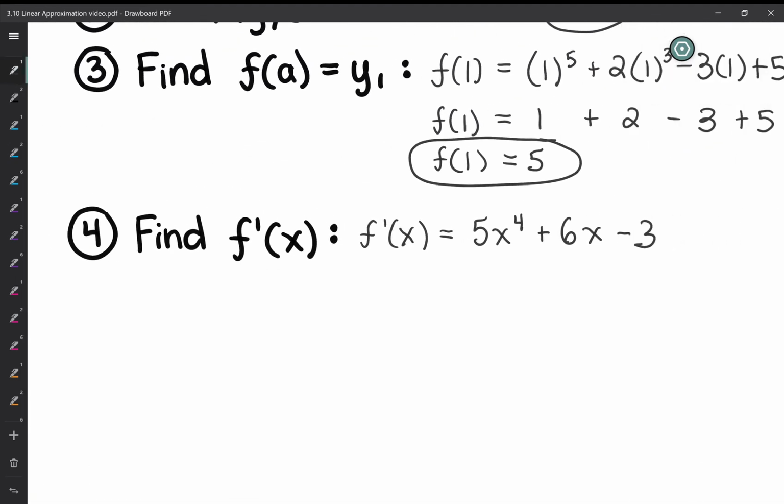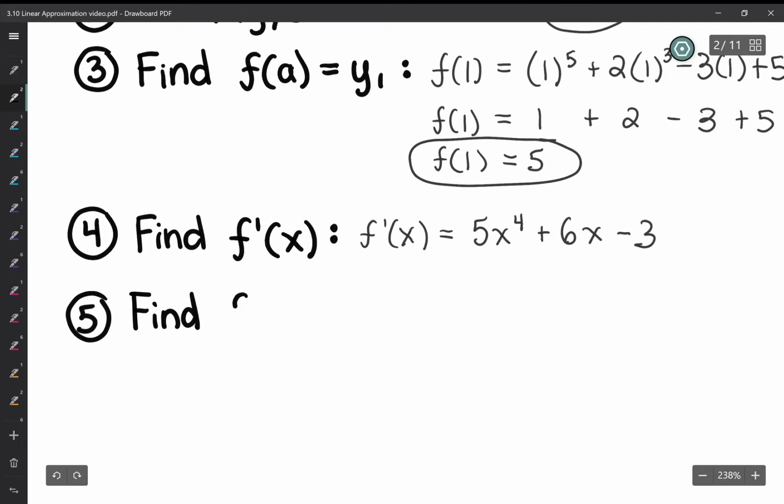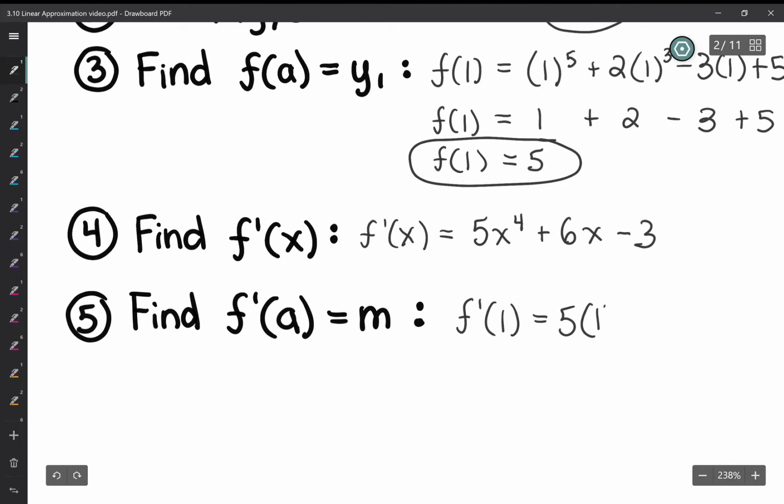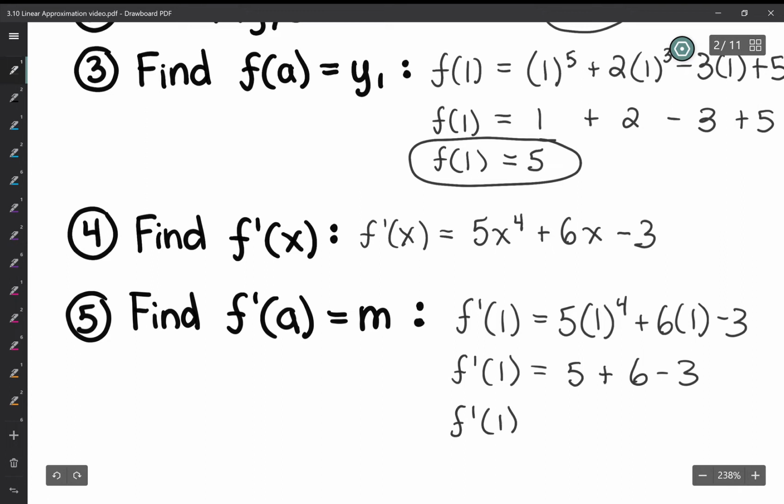We can then substitute in order to find f prime of a, which is our slope. f prime of 1 is equal to 5 times 1 to the 4th power plus 6 times 1 minus 3. So f prime of 1 is equal to 5 plus 6 minus 3, which is equal to 8.